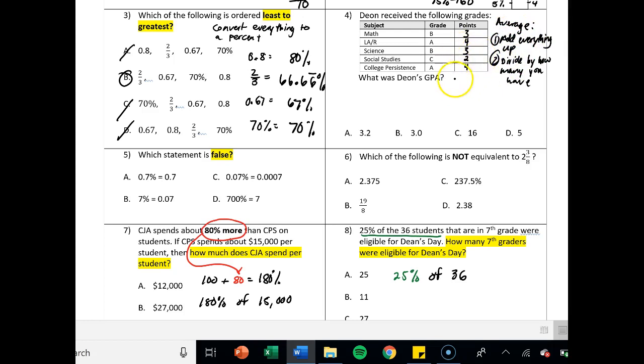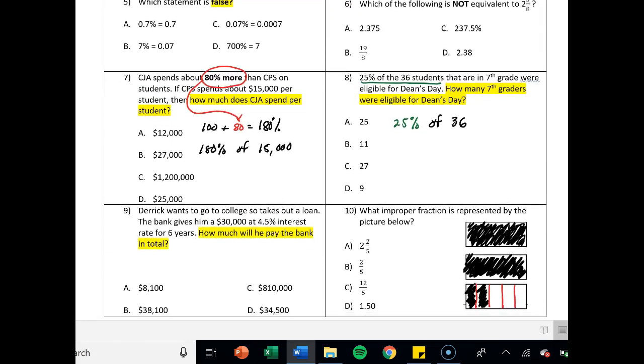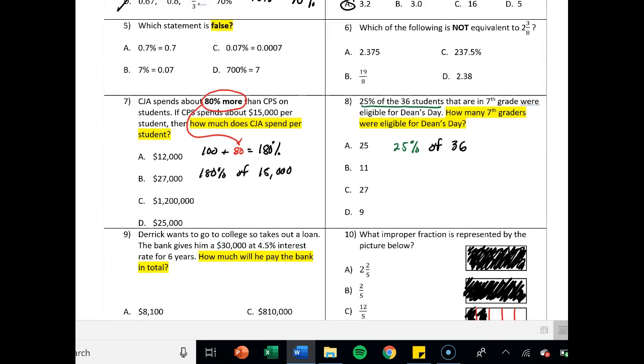If I add everything up, I'm going to go ahead and get 16, so a total of 16, and then I just simply do 16 divided by how many classes I have. 1, 2, 3, 4, 5, and my grade point average ends up being a 3.2. All right? For questions like 5 and 6, they look simple, and all I got to do is circle a correct answer. Wrong. You got to make sure that you show work.